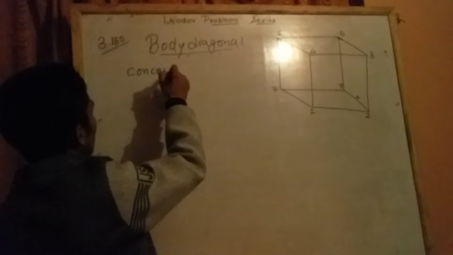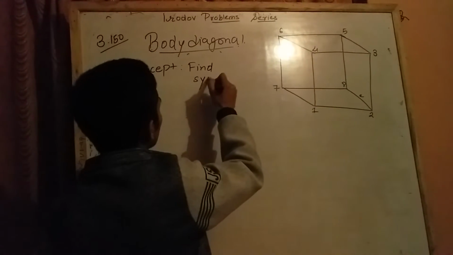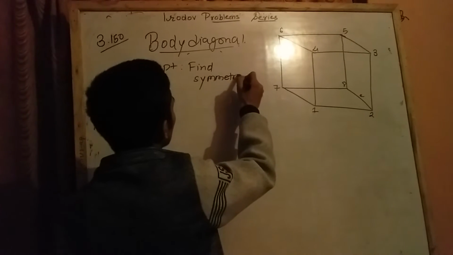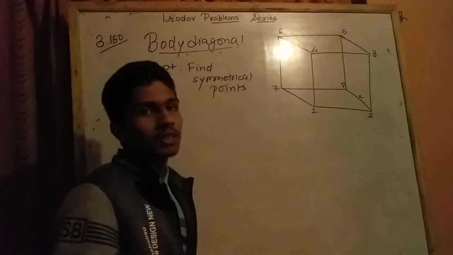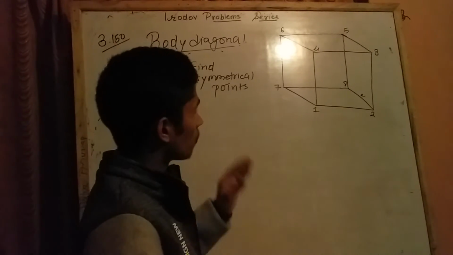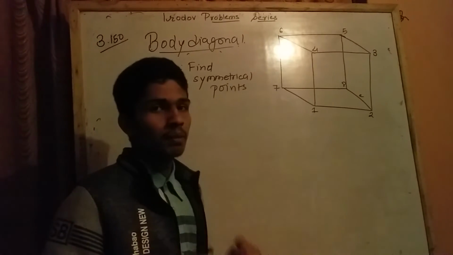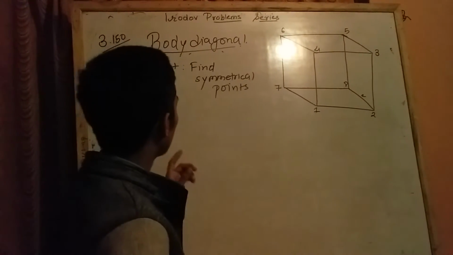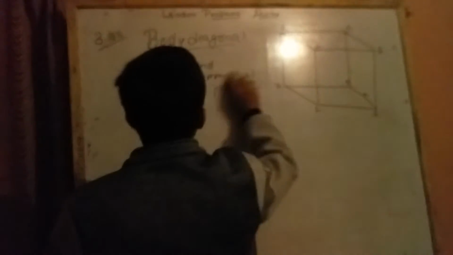The concept is find the symmetrical points. Find symmetrical points. Why? Because those points will have the same potential. So the points that are identical in all respects should have the same potential. Okay, and so we are going to find it by using a technique, and that technique is the way that we are going to solve the problem.